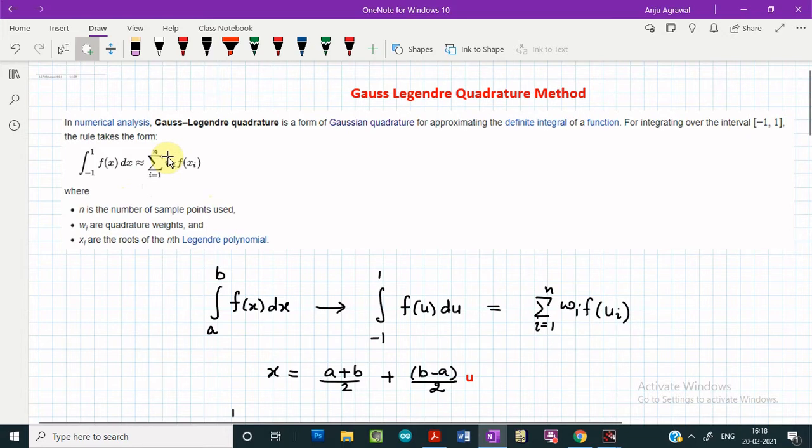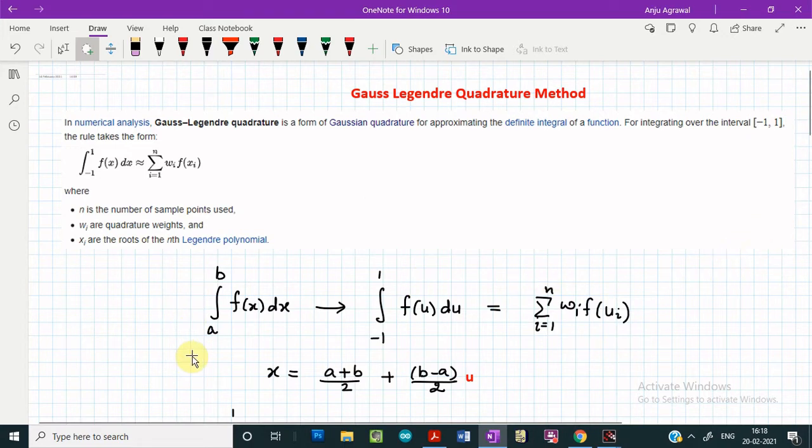N is the number of sample points, Wi are the weights, the quadrature weights, and Xi's are the roots of the Legendre polynomials, or the abscissa. So in order to solve the definite integral within the limits of integration -1 to +1, we can make use of this method. If n is equal to 2, we call this a 2-point quadrature formula. For n equal to 3, this is called a 3-point quadrature formula, and so on.